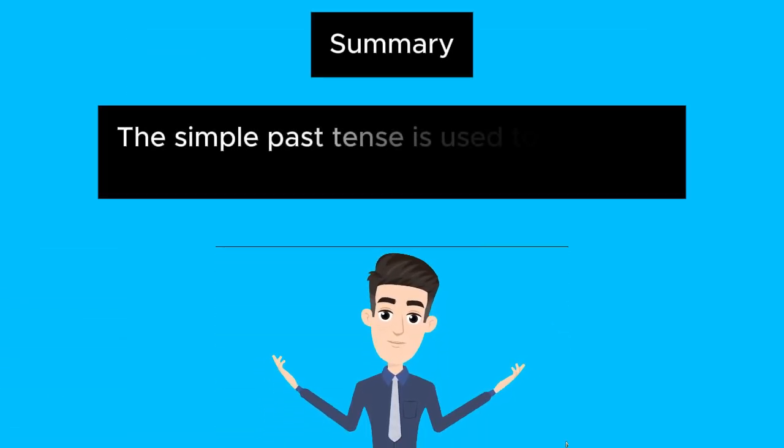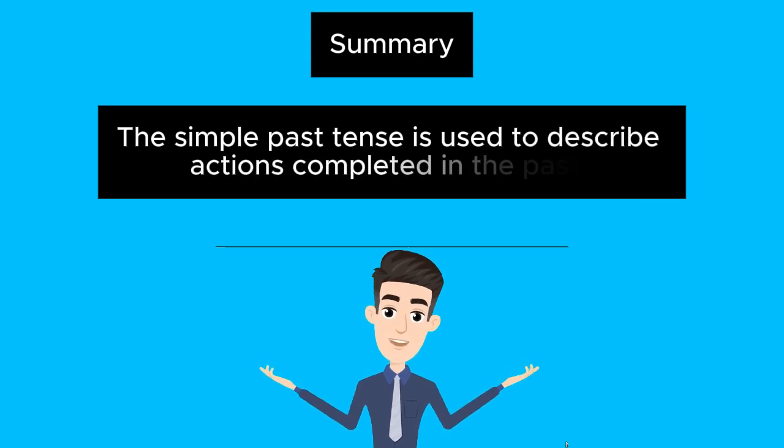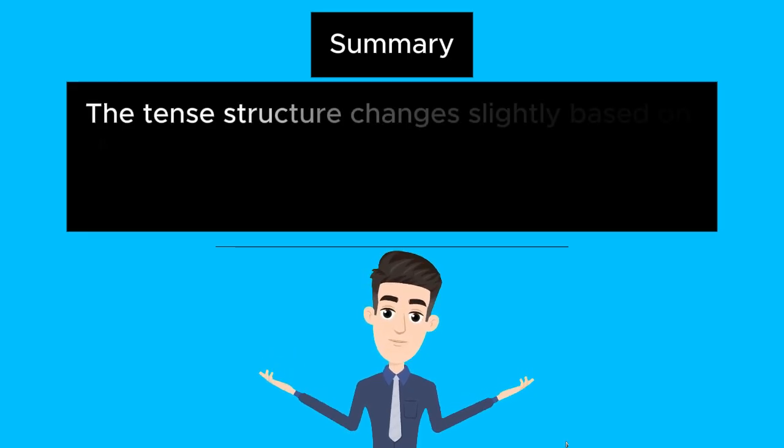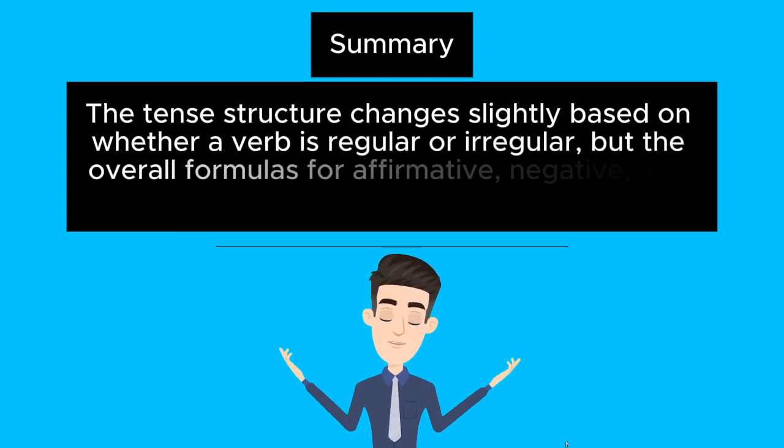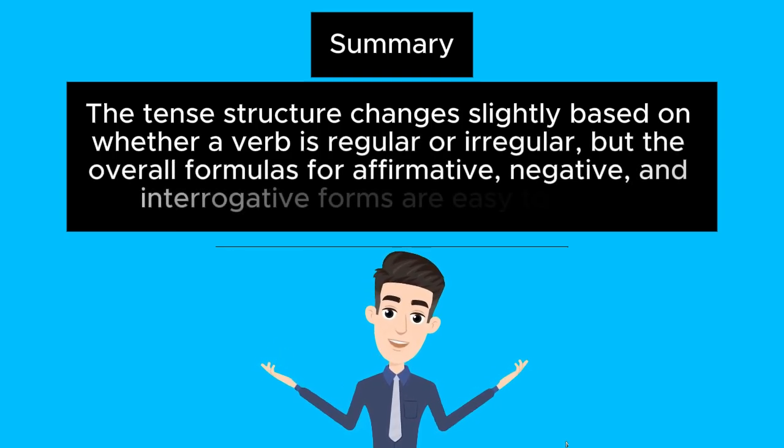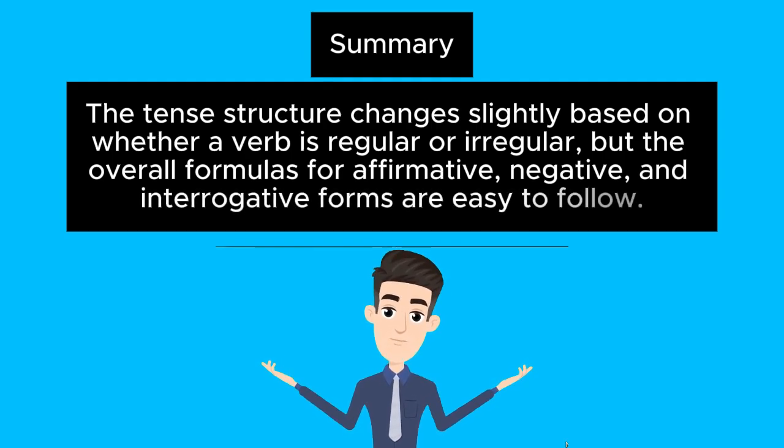Summary. The simple past tense is used to describe actions completed in the past. The tense structure changes slightly based on whether a verb is regular or irregular, but the overall formulas for affirmative, negative, and interrogative forms are easy to follow.